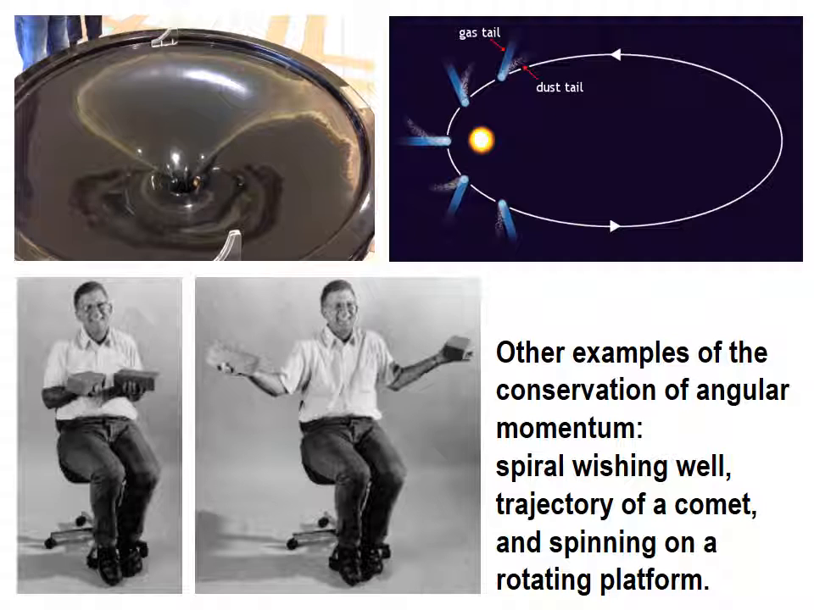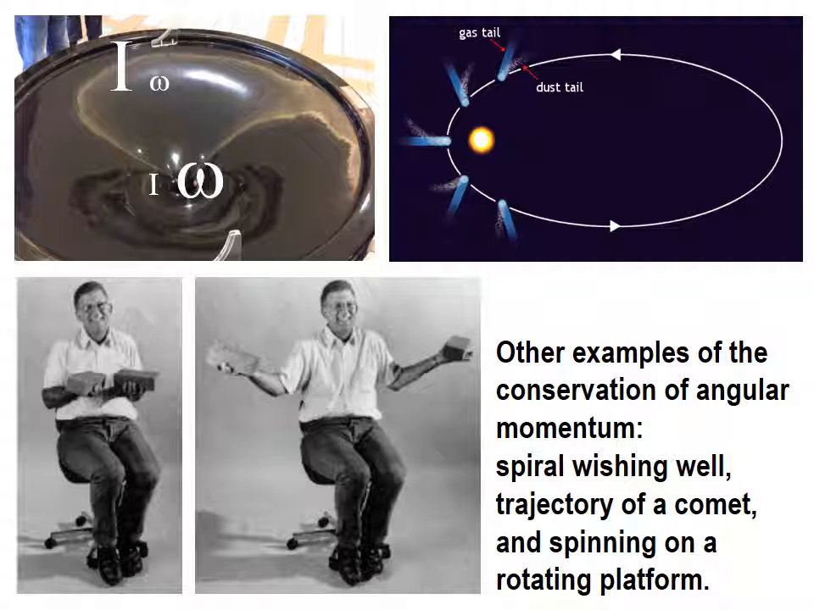Here are a couple of other examples. You might have seen a spiral wishing well at a museum, and you can roll a penny in here, and when the penny is going around the outside, it has a rather large moment of inertia, and it has a rather small rotational speed. As it spirals towards the center, there is a much smaller moment of inertia and a much higher angular speed.